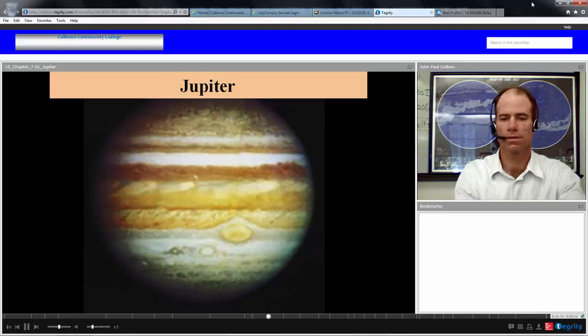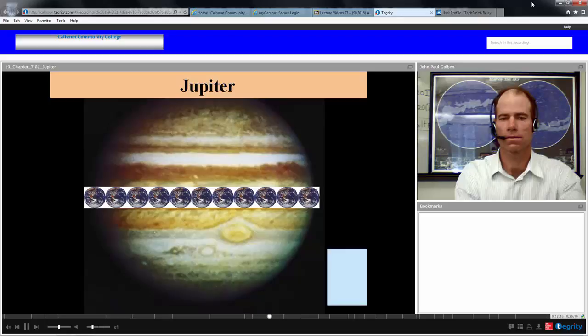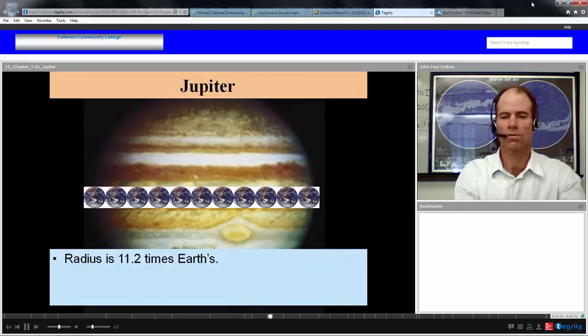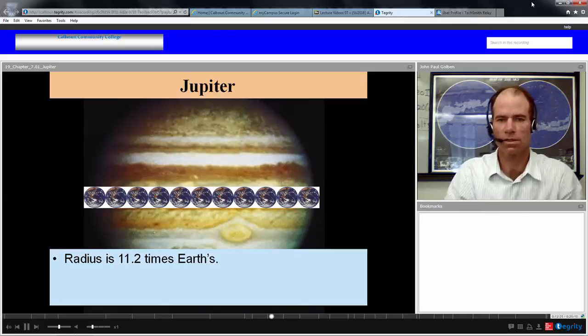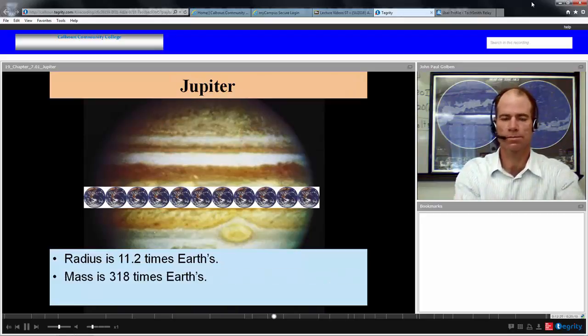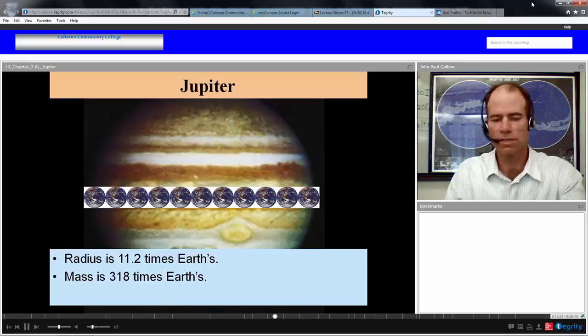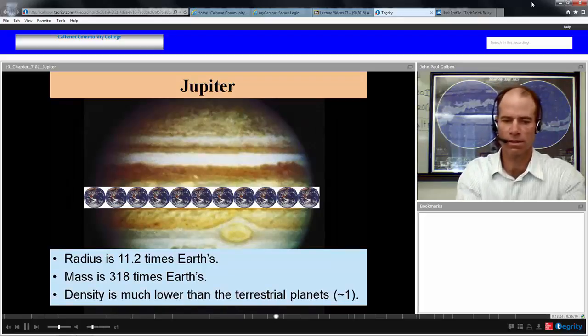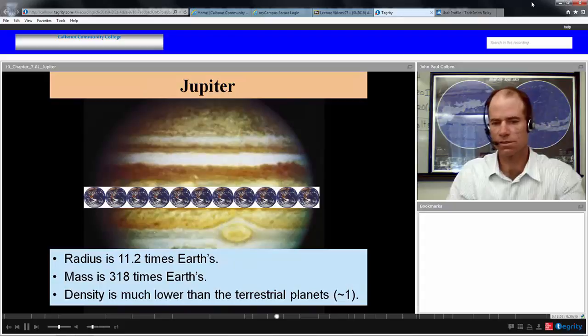Look at Jupiter. 11.2 times the Earth's radius, and hence 11.2 times the Earth's diameter if you go the full diameter. Its mass is 1,318 times the mass of the Earth, but its density is much lower than the terrestrial planets because its volume is so much larger. More than 1,000 Earths actually fit inside the volume of Jupiter.